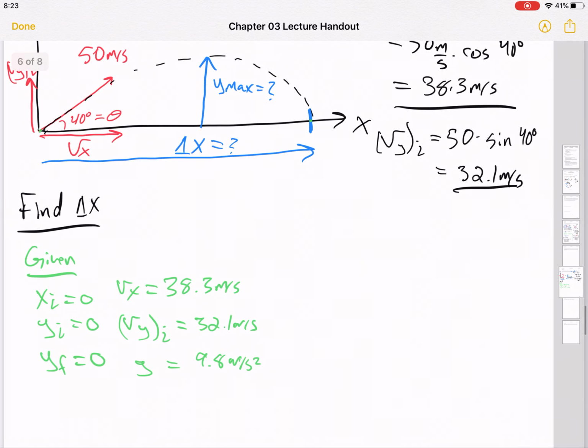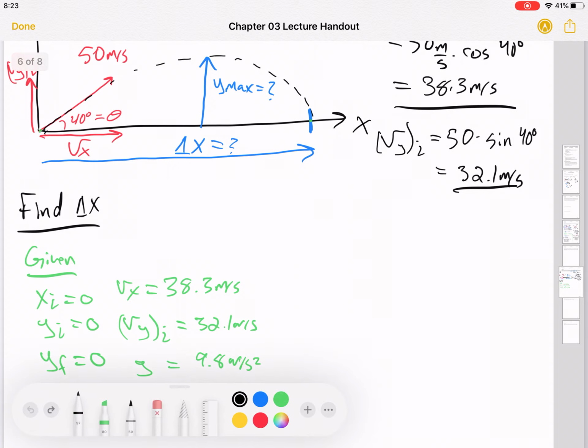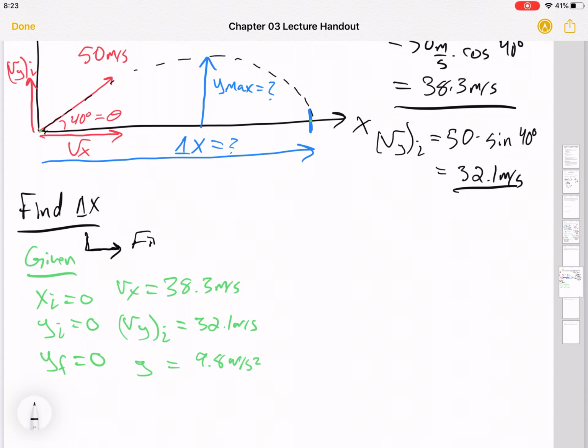So we can't find delta x directly, so we are going to have to find something else first. Find delta t first, and then we can go back and find delta x.